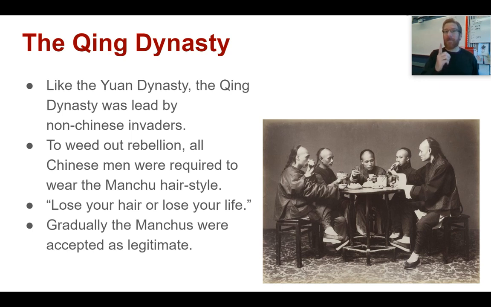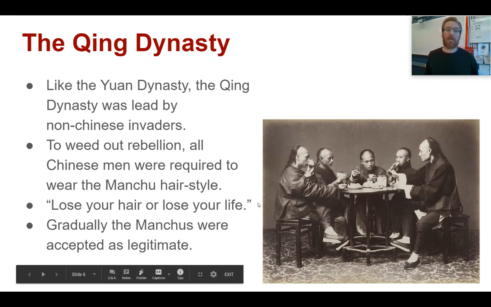Now, not accepting their authority and their right to rule meant that you got executed. So you either publicly declared your acceptance through your hairstyle, or you were executed. And in this way, it was really difficult for anybody to build a rebellion against the Qing dynasty because you couldn't come out and publicly say that you were opposed to them. Now, this, amongst other policies, helped the Manchus to be accepted as legitimate. The other policies were a little bit less barbaric.